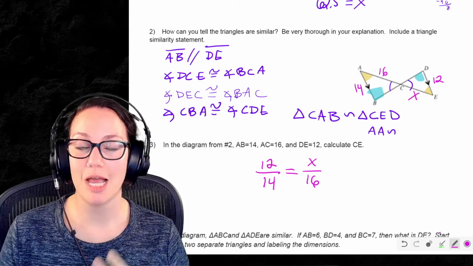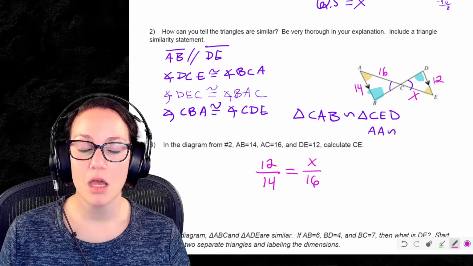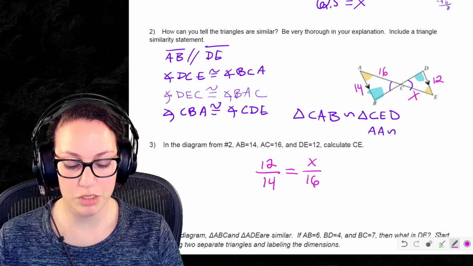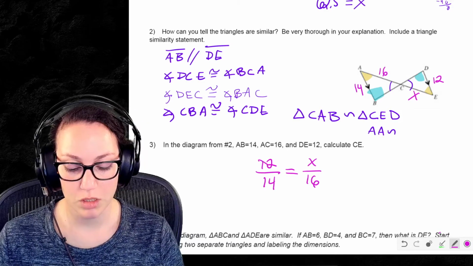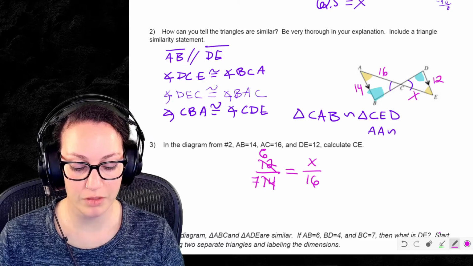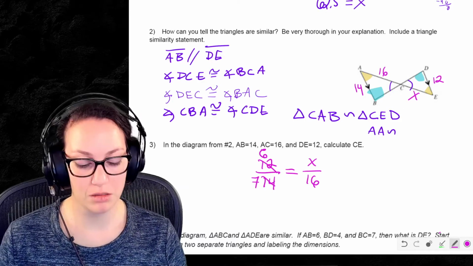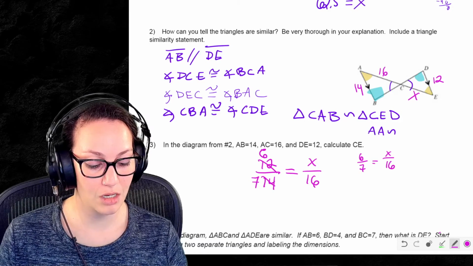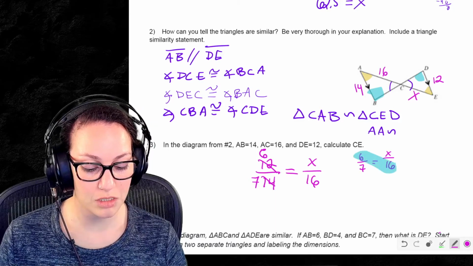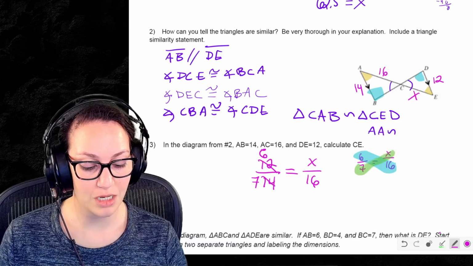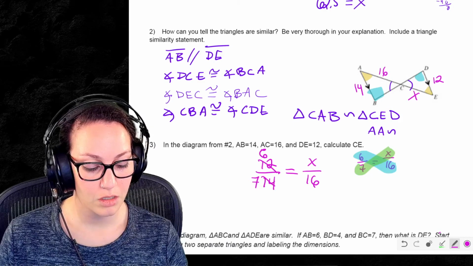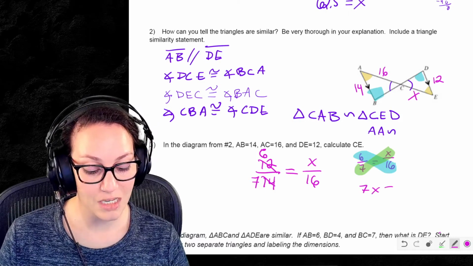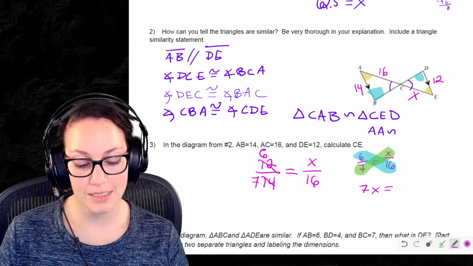Now, personally, I like to reduce fractions before I start multiplying because I like to multiply with smaller numbers. So 12 over 14, we can reduce both of those numbers by 2. So this will become a 6 and this will become a 7. I'm going to rewrite my fraction just to make it a little easier to use. So 6 over 7 is equal to x over 16. Now, once again, I'm going to cross multiply. So 6 times 16 and then 7 times x. So we've got, I'm going to say 7x is equal to, remember your equal sign, 6 times 16.